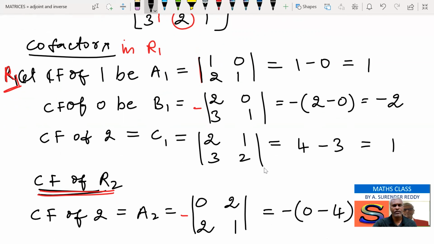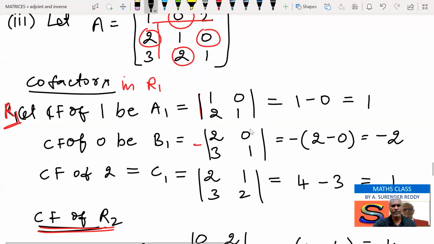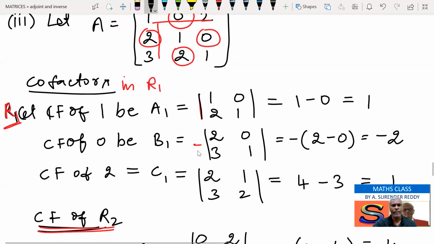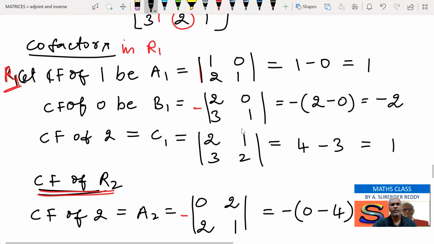You should be very cautious, a little bit careful while selecting the 4 elements. For all the elements, just practice how to select the 4 elements out of this 9. And then remember: second element in first row, first element and third element in second row, and second element in third row. For these 4 elements, cofactors will get minus sign. This you should remember. Then the rest is very simple.